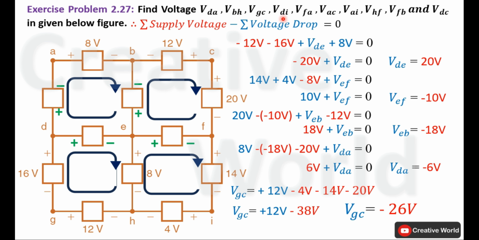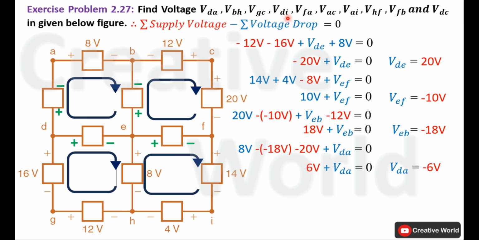Move to next voltage value VDI. For that purpose, first we will locate point D and I inside this circuit. Point D is here and point I is here. And again these voltages VDI can be calculated using this path or this path. I am choosing this shortest path and I will suggest you to adopt the longer path to verify voltage between these 2 points. In both cases the answers will be same. So I am choosing this path.